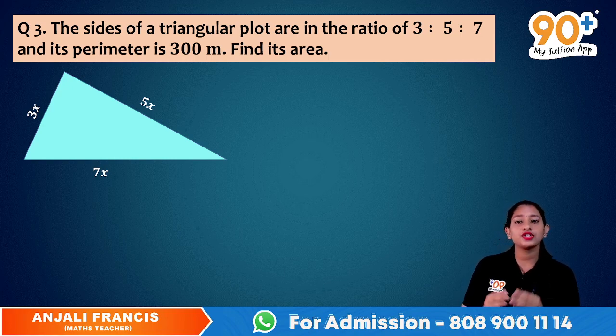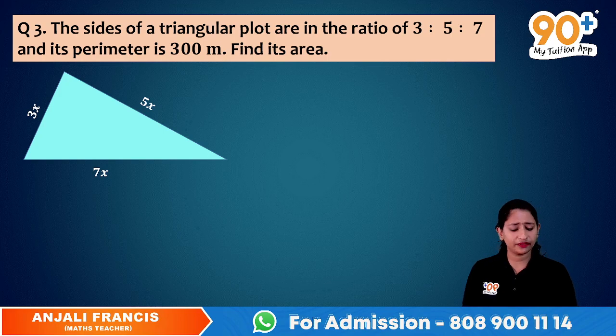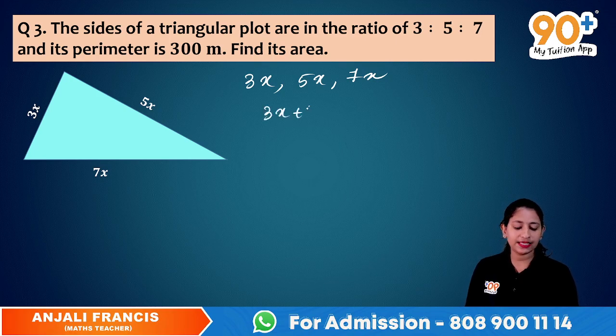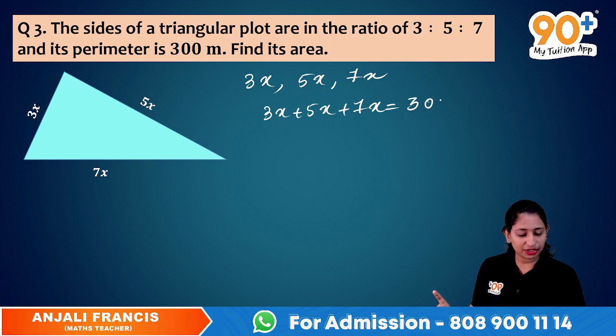So first of all we should find the exact values. നമുക്ക് ആദ്യം exact values കണ്ടുപിടിക്കാം. So first of all we are taking 3:5:7 as 3x, 5x and 7x. I have already drawn this figure. നമ്മുടെ ഫിഗറിൽ ഉണ്ട് 3x, 5x and 7x. So if we add all these together, 3x plus 5x plus 7x, we will get the perimeter, which is 300 meter.